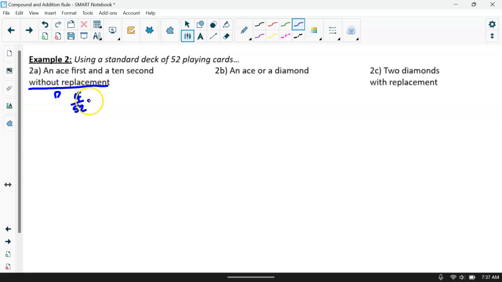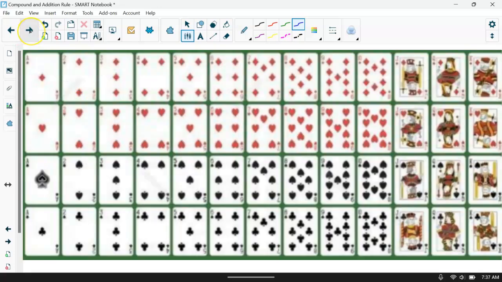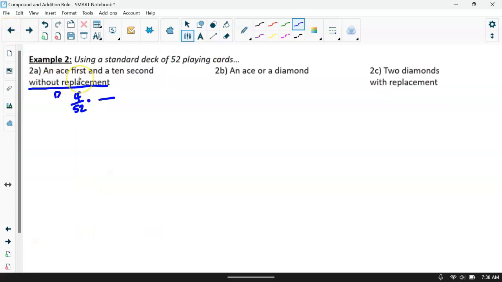Then without replacement, we're going to get 10s. So again, how many 10s are there? 4, right? Because we're not affecting the number of tens when you're talking about an ace previous. So 4, but out of 51. And again, that's what makes them dependent and multiply.